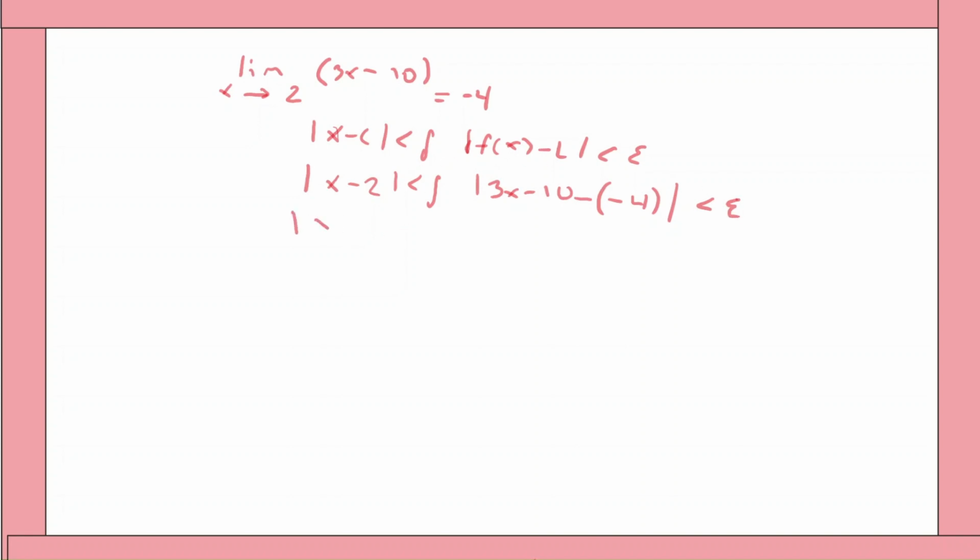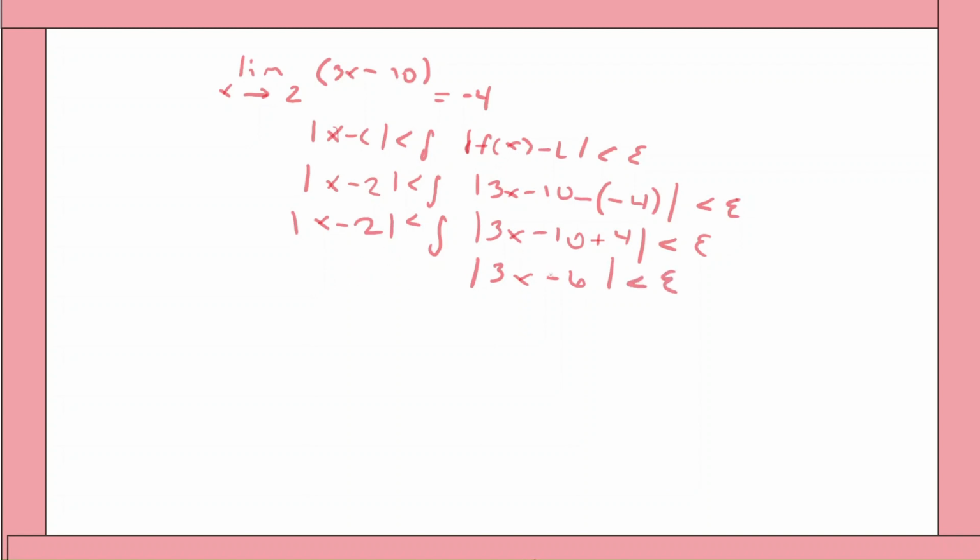Let's rewrite our sigma one more time. You are free to keep rewriting this over and over again, but you don't have to if you don't want to. So 3x minus 10 is the same. We're just going to distribute the negative, which turns it into a positive 4, and then we're going to have that be less than epsilon. Now let's combine terms. Negative 10 plus 4 is negative 6. So let's put that right there, and we can end up doing something similar.